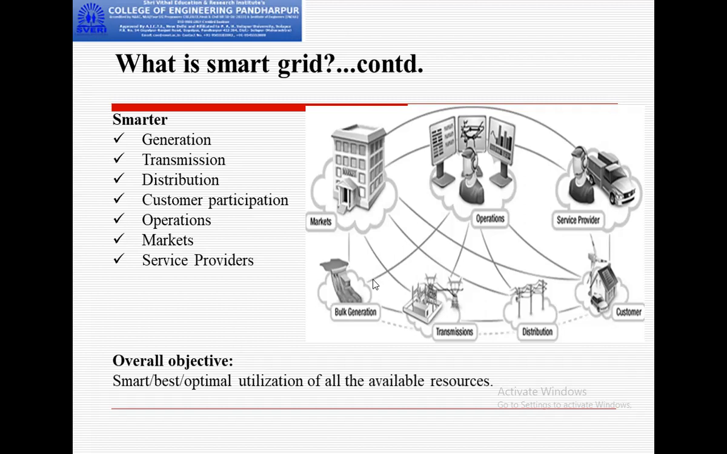Okay, how electricity is coming. Also, maybe the consumer will know from which generation station it is coming. In future they will know everything, what the losses are, everything, as much as an electrical engineer. Even if they are not getting a degree, they will know about their electricity totally. So next thing is operations, market, service provider. And the overall objective of smart grid is what? Smart or best or optimal utilization of all the available resources.